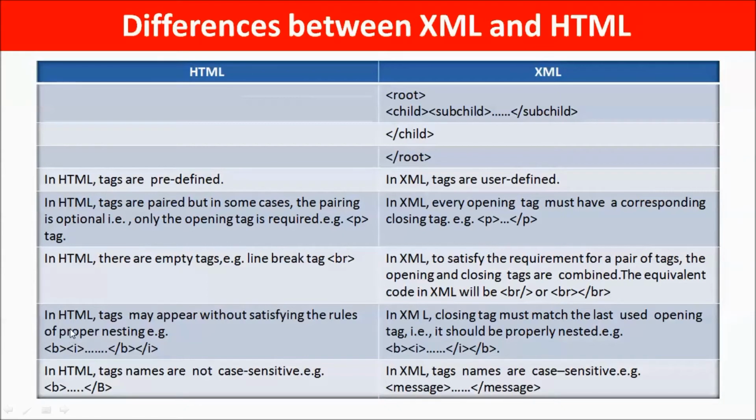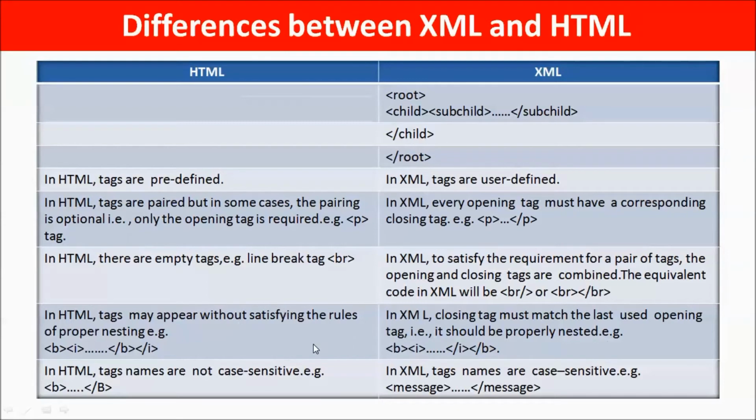Next point, in HTML, tags may appear without satisfying the rules of proper nesting. For example, <b><i></b></i>. But in XML, the closing tag must match the last used opening tag. That is, it should be properly nested. For example, <b><i></i></b>.